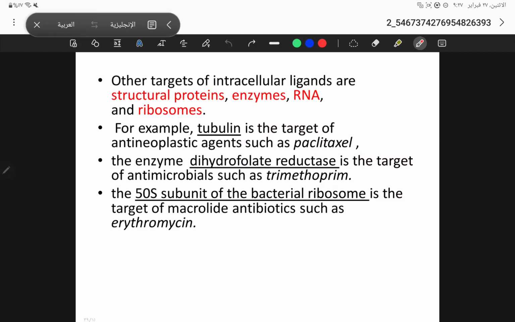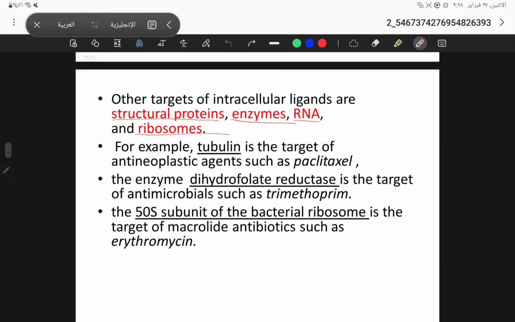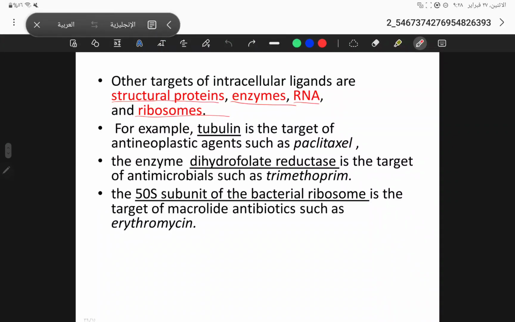Other targets of intracellular ligands ممكن أن يكون structural protein inside the cell، ممكن أن يكون enzyme، ممكن أن يكون RNA أو ribosome. وراح نشوف تمر علينا فارماكولوجي drugs that act intracellularly and having as their target ribosome أو proteins أو enzymes أو RNA يعني by itself. For example, we have tubulin. سامعين بالtubulin? What do we mean by tubulin?